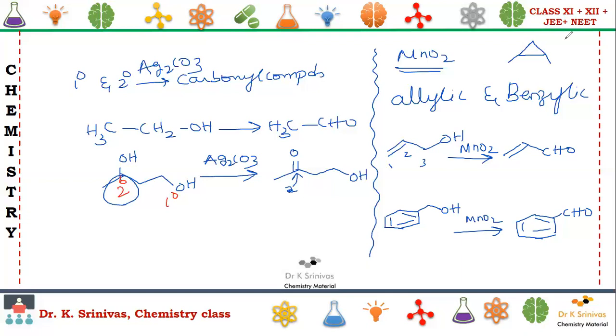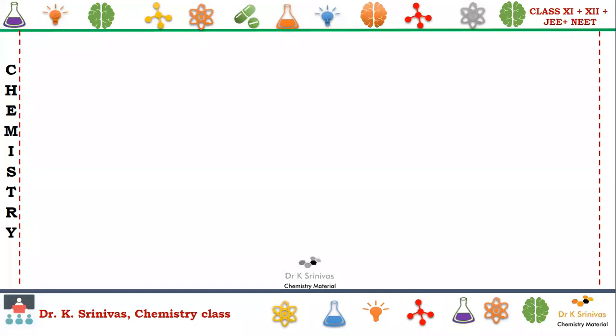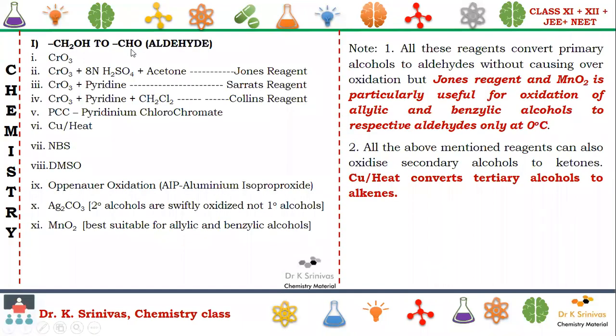Almost we have covered all the reagents from the first slide, that is, converting alcohols to carbonyl compounds. What we have done so far, I just want to have a small recap. We have used chromium reagents, all chromium reagents we have used. That's why I mentioned nine. Nine includes up to here. We are using copper at 573 Kelvin.